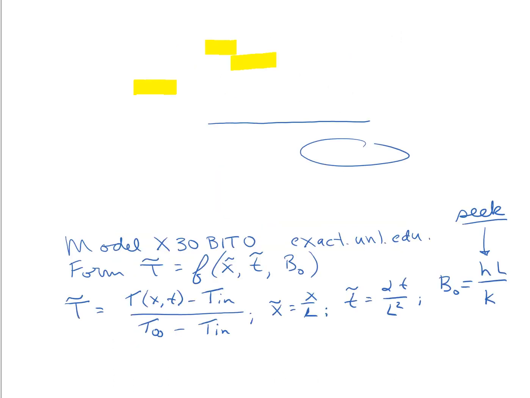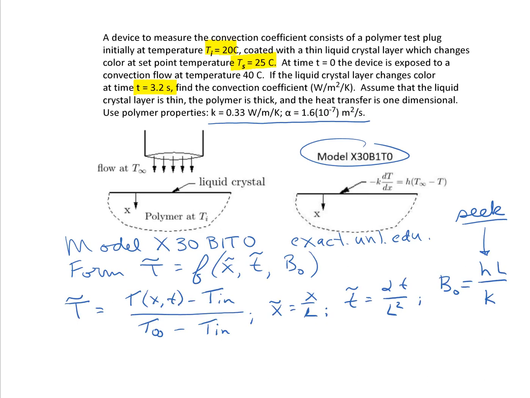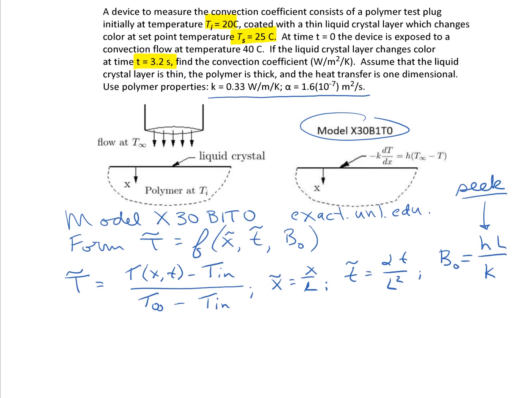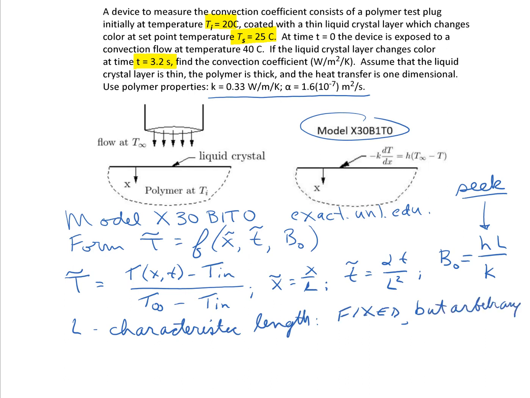Okay, here's the document here. I want to talk a little about the characteristic length, L. It is fixed as we solve the problem, but it's arbitrary. So we're going to solve the problem a couple ways.